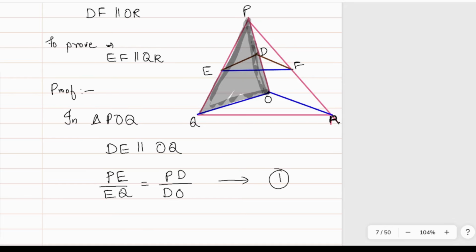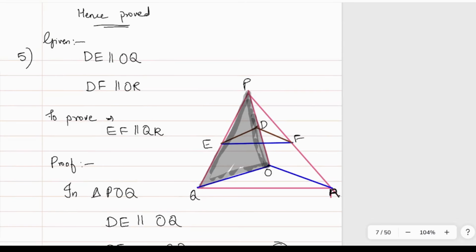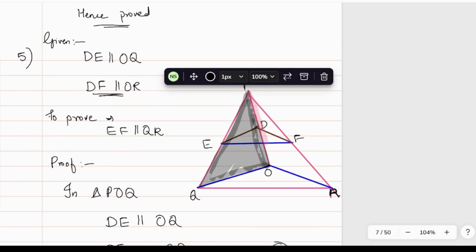Again, what is given in the question? DF is parallel to OR. Look here, the next condition they have given us, DF parallel to OR. Now check for the triangle which contains this DF and OR. Here is the other one, right? Now look, this one, no? This part.